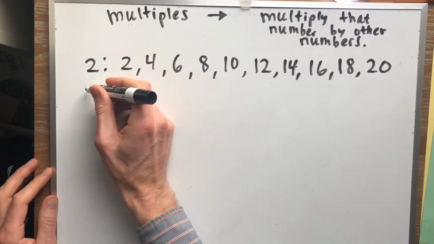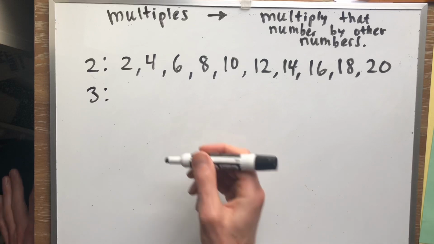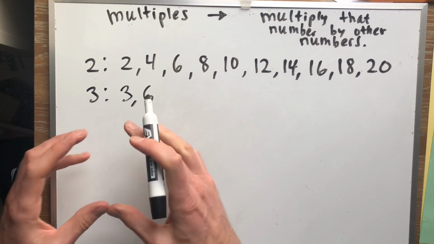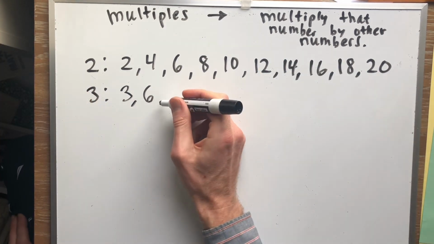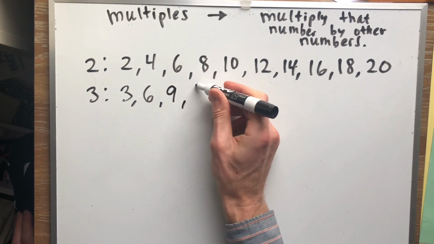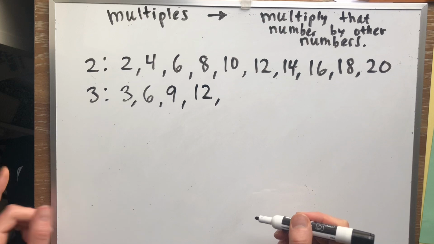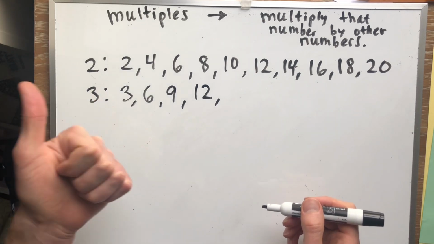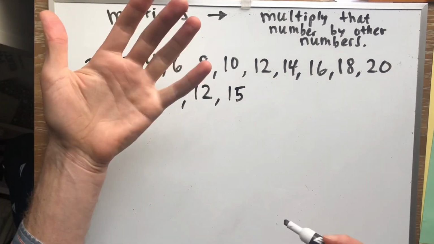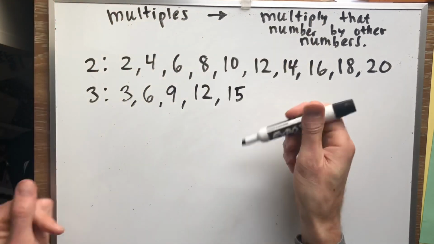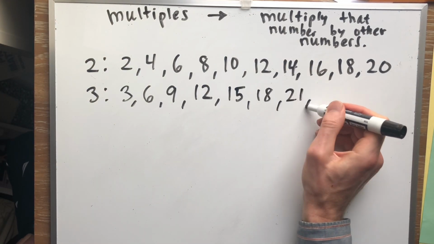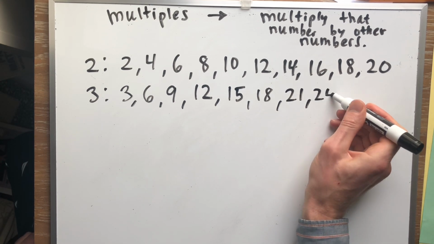Let's do multiples of 3. It's skip counting, right? 3 times 1 is 3. 3 times 2 is 6. So they get bigger and bigger and bigger. 3 times 3 is 9. 3 times 4 is 12. And if we know how to count by threes, we say 3, 6, 9, 12, 15. Notice how that was 5 3's? 18. 3 times 7, 21. And you keep going all the way up to 30.